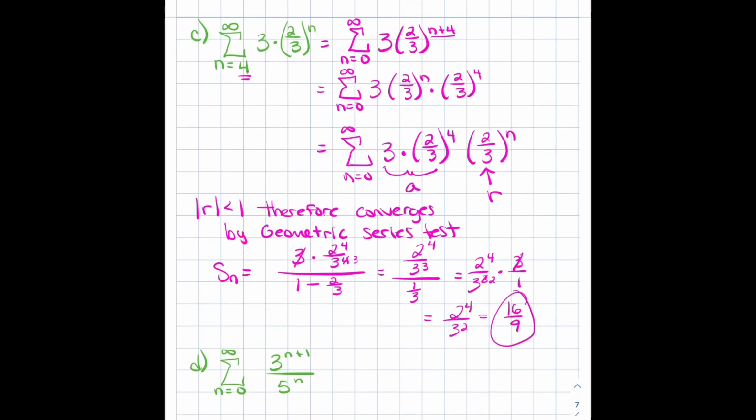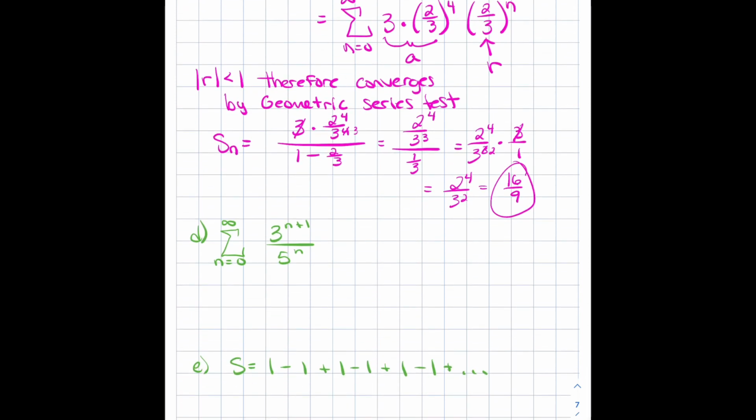All right, last one. Now, oh no, there's 2 more, sorry. Now that we did part C, which was much harder, part D won't be quite so bad, because I'm going to have to do some rewriting first of all. I see this is 0 to infinity, so we're good. But I'm going to do some rewriting on that 3 to the power of n plus 1. I'm going to write this as 3 to the n times 3 to the first over 5 to the n. I can rewrite again as 3 to the first times 3 to the n over 5 to the n.